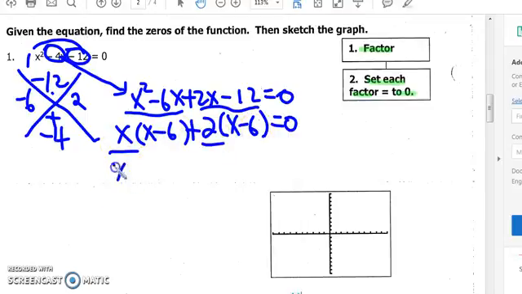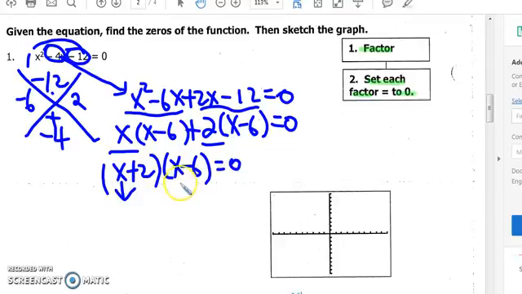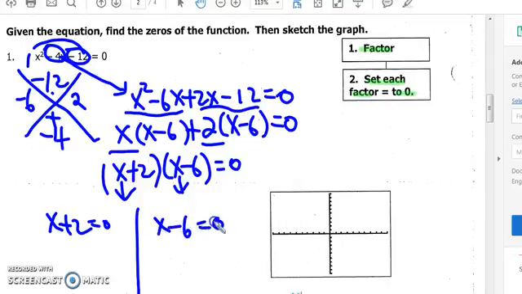This is what we did last week. x plus 2 times x minus 6 equals 0. So what we're going to do is find what x is using 0. So you're going to do x plus 2 equals 0, x minus 6 equals 0. I need to find what the x's are. So what plus 2 gives you 0? Negative 2, right? You subtract 2, and x is negative 2.